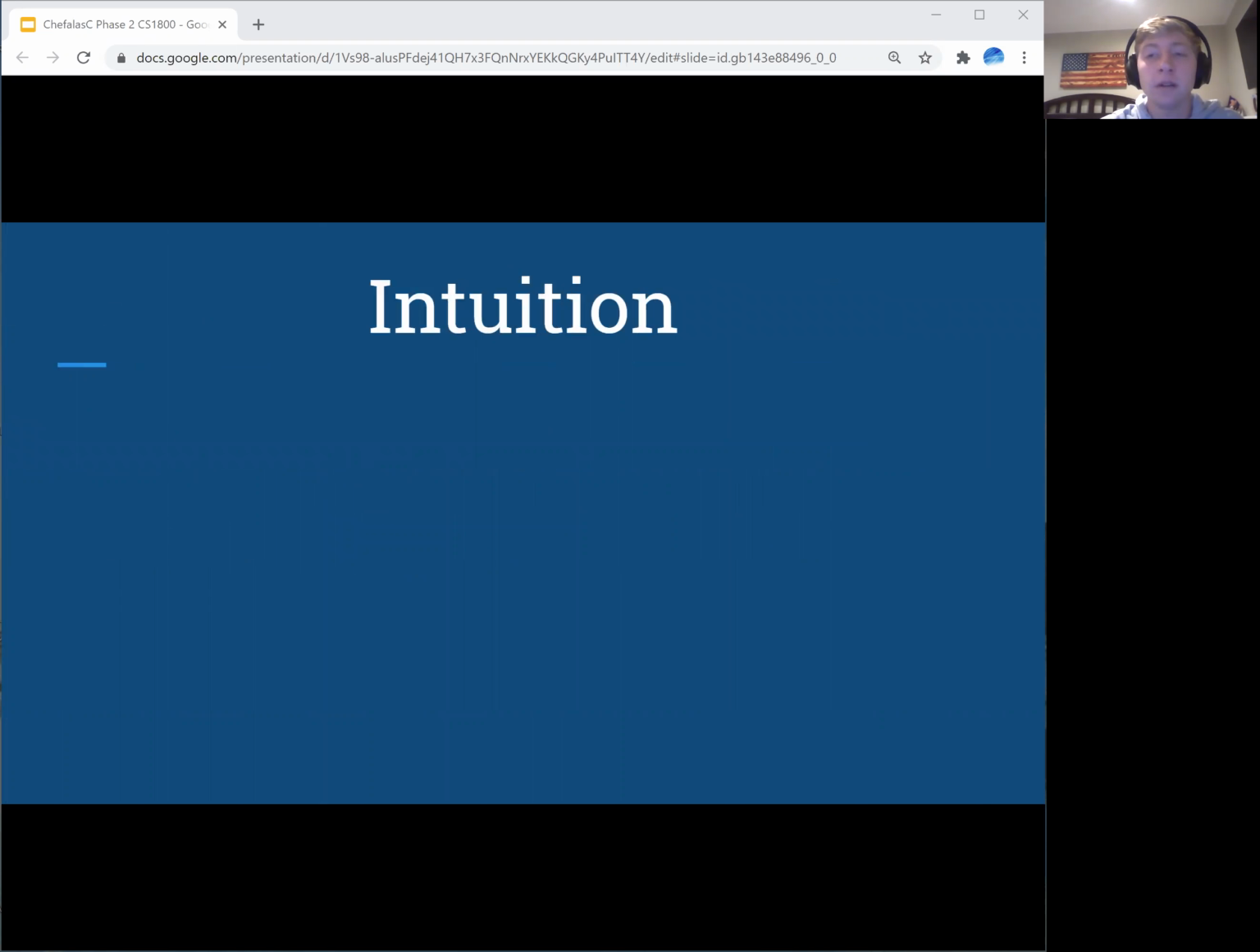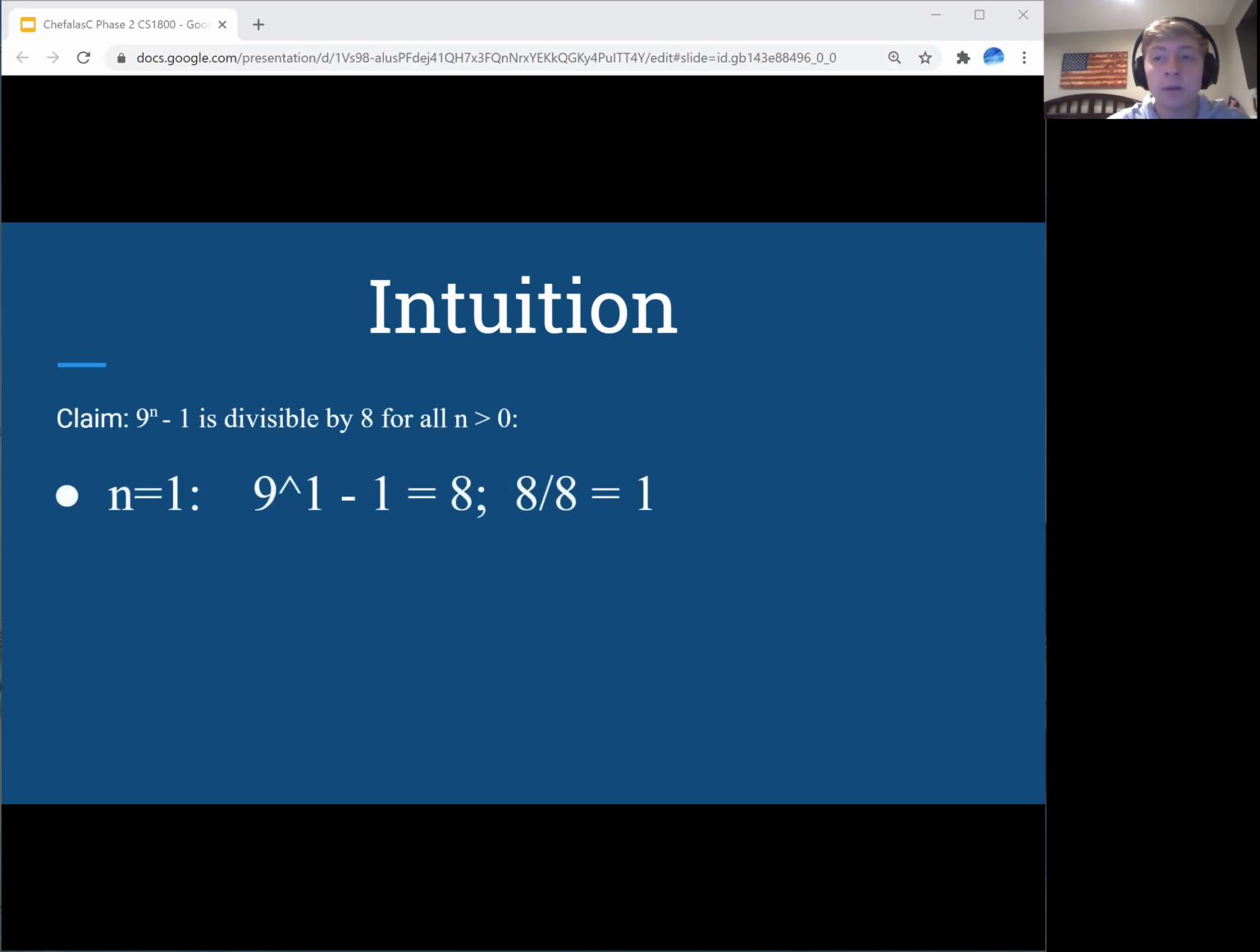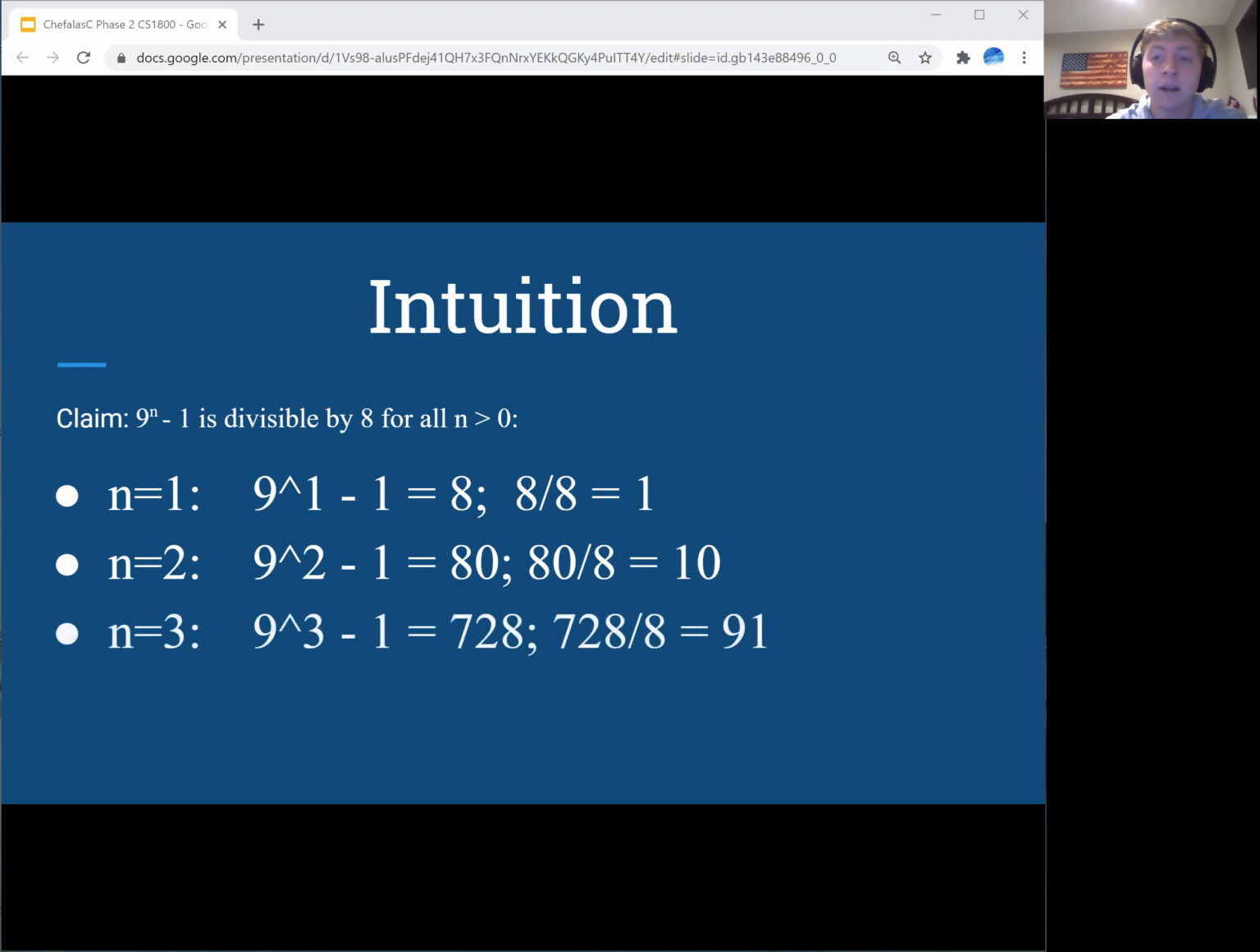Before we start a proof, we often like to build intuition about the claim we'd like to prove. Testing our claims will give us a better idea as to how we might go about proving this problem. To build intuition, we will test our claim for when n equals 1, 2, and 3. When n equals 1, we substitute 1 for n to get 8, which is divisible by 8. When n equals 2, we substitute 2 for n to get 80, which is divisible by 8. Lastly, for n equals 3, we substitute 3 for n to get 728, which is also divisible by 8. After testing our claim for a few values of n, we were able to see the truth of our claim as well as some trends.